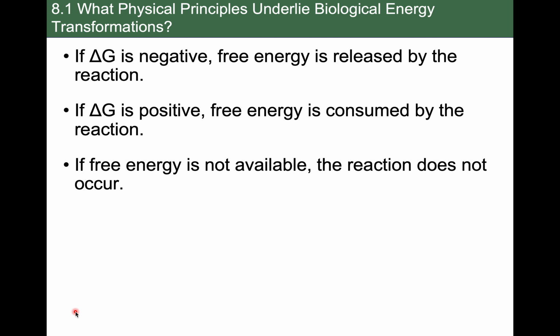So the bottom line with changes in free energy, with delta G, is if a given reaction has a negative delta G, a negative change in free energy, that means that particular reaction releases energy. Whereas if a reaction has a positive delta G, that reaction consumes energy, requires energy for that reaction to occur. And again, as I was just saying, you could imagine if a reaction has a large positive delta G and there's just not enough energy available in the cell at that time, then that reaction is not going to happen.